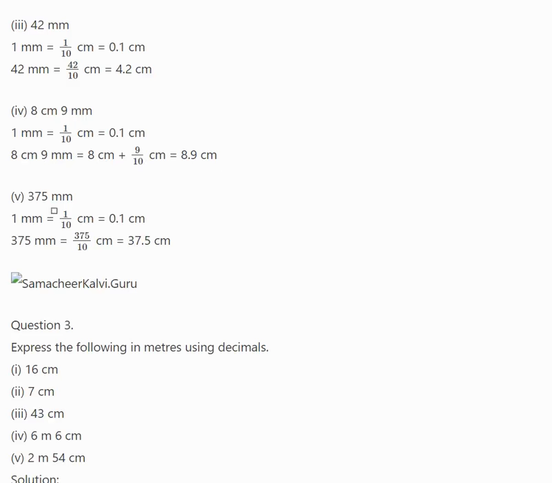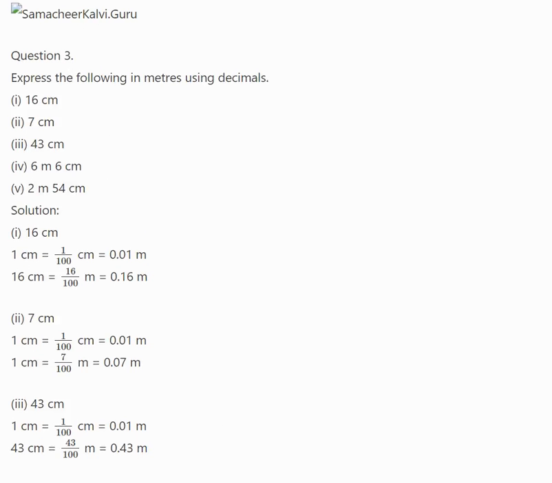Right. Now 375. So 375 divided by 10. So after a digit, you keep a decimal. Here we have a 3-digit number. So don't worry. 3-digit number, that is 375 divided by 10 is equal to 37.5. After a digit, keep a decimal. So you will get the answer 37.5. Next.